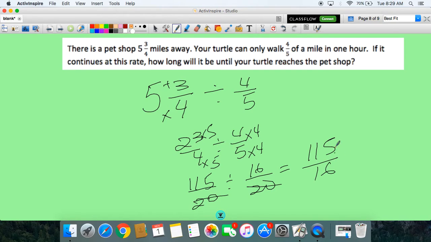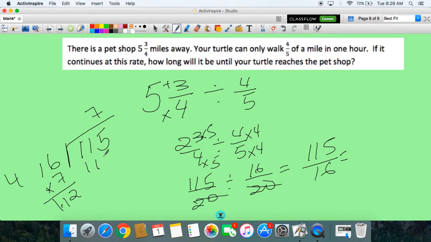So how many times can this go into there? Well, I don't know offhand. 115. Let's just divide it here on the side. How many times can 16 go in there? Well, I'm going to say 7. That seems to work. 7 times 6 is 42. Goes 4. 7 times 1 is 7. Plus 4, 112. Very close. 112, 3 left over. Good. So 16 can go into 115 7 times with 3 left over out of 16.